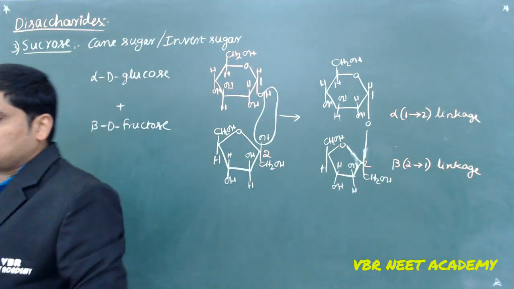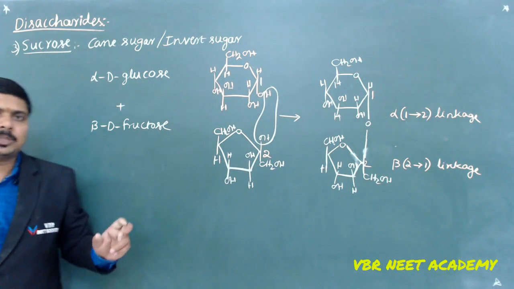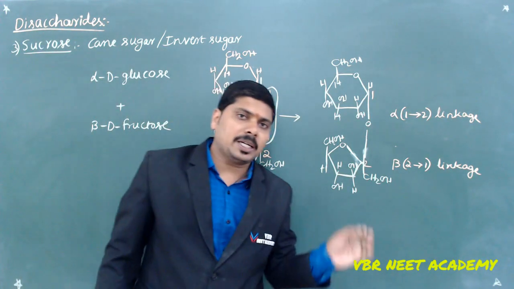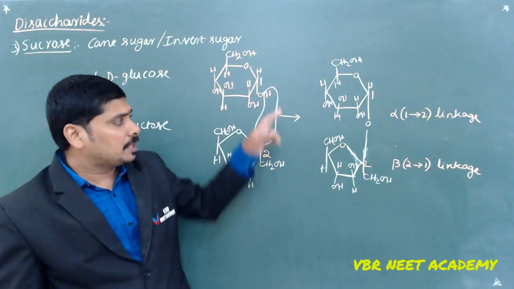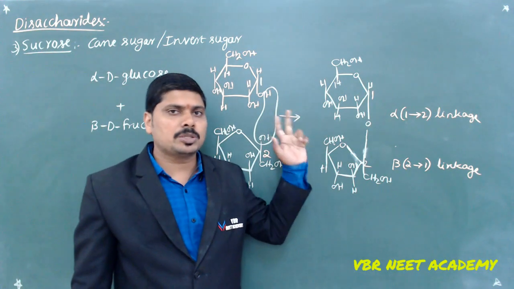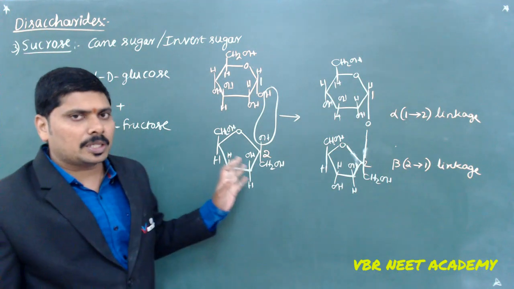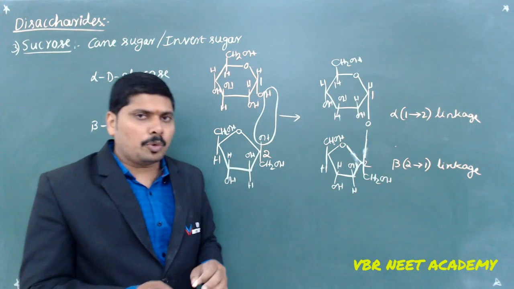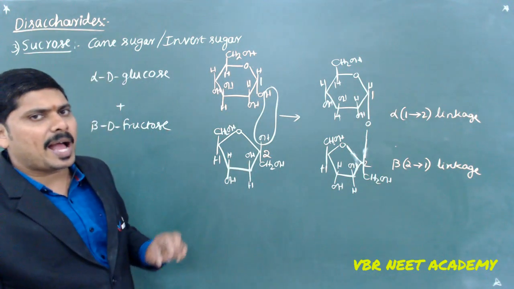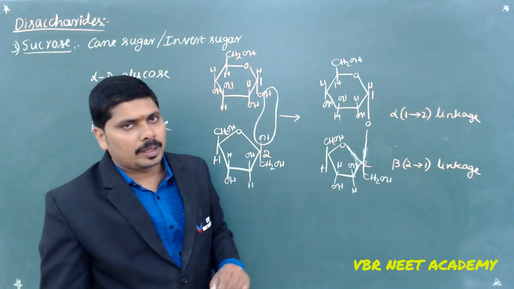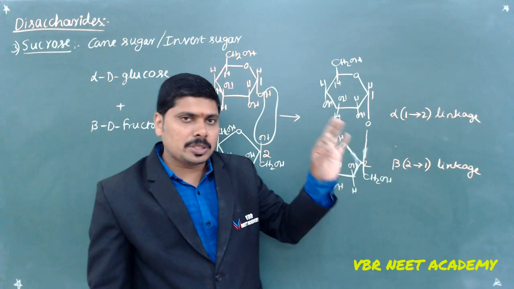Whenever they ask what type of linkage is present in sucrose, we can write alpha 1-2 glycosidic bond or beta 2-1 glycosidic bond, because this is the variation we have. Understand? This is the structure of your sucrose. Now, is there any possibility of having a reducing end here? It is a non-reducing sugar.